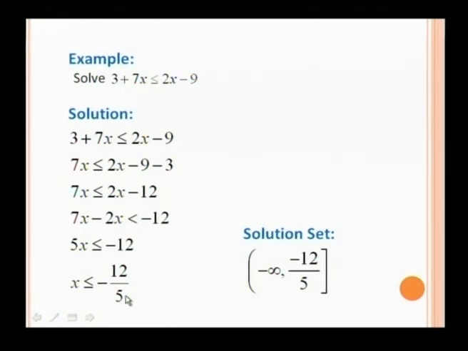Now, from this solution, we can define our solution set as minus infinity to minus 12 by 5, where this parenthesis denotes that minus infinity is not included or defined, but minus 12 by 5 is included as we have attached a square bracket, which is the notation for a closed interval. So, all the numbers which are less than minus 12 by 5 and minus 12 by 5 as well would be included in the solution set of this inequality.